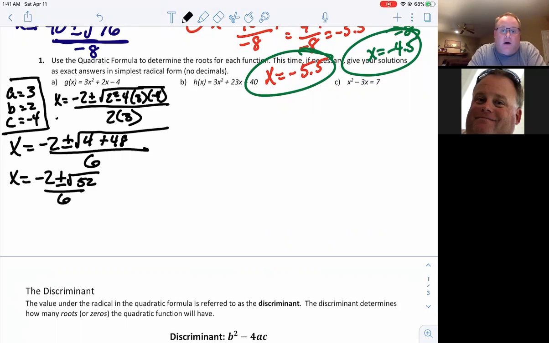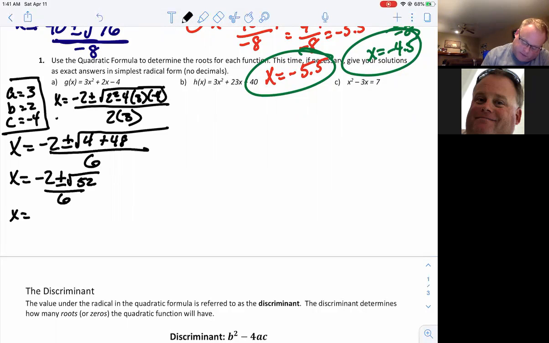So now let's look at the directions real quick to make sure. Use the quadratic formula to determine the roots for each term. At this time, if necessary, give your solutions as exact answers in simplest radical form. We want no decimals this time. So I've got to simplify the radical here. All right, and remember, I'm looking for two: one with the positive square root of 52, one with the negative square root of 52. So let's do the positive first.